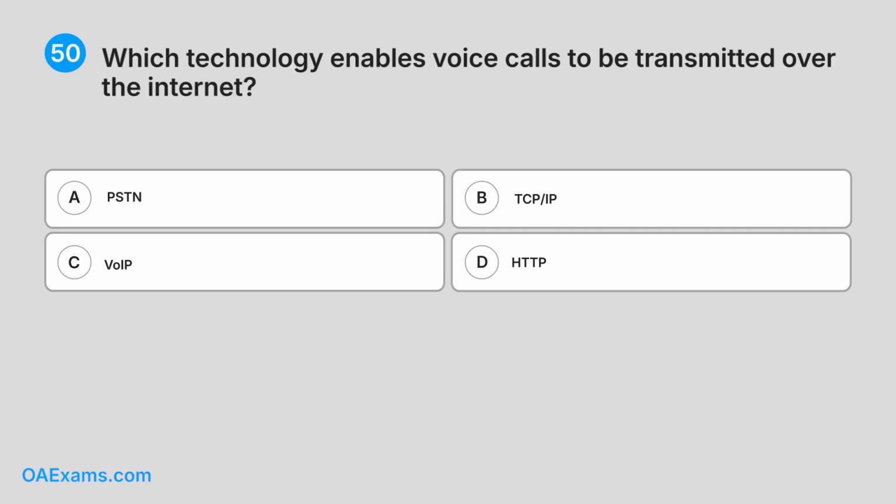50. Which technology enables voice calls to be transmitted over the Internet? A. PSTN. B. TCP/IP. C. VoIP. D. HTTP. What do you think is the answer?